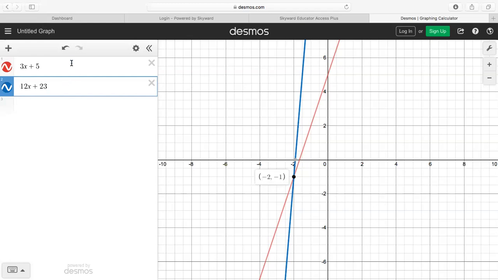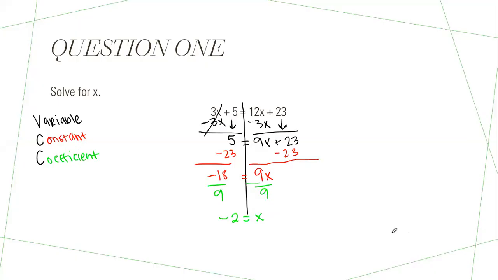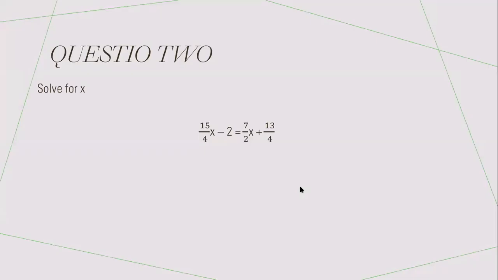So quick, that took what, 10 seconds to put the two equations in, see where they intersect, and there was my answer. Okay, so let's make sure we're utilizing those tools. All right, question 2. Let's do this.